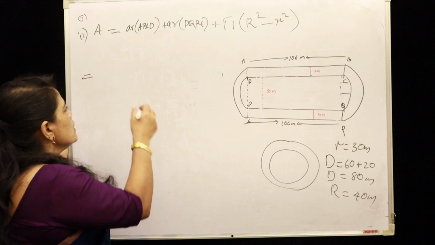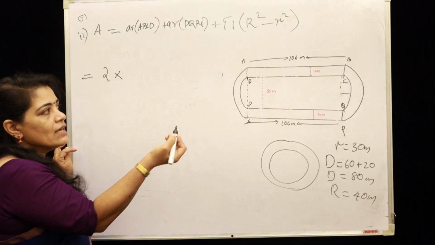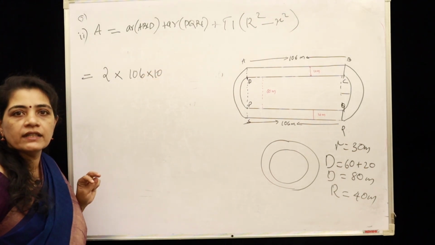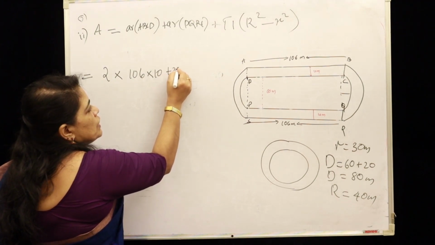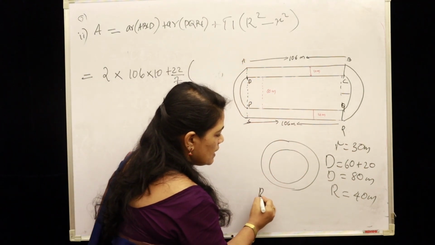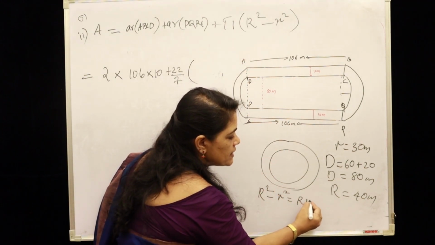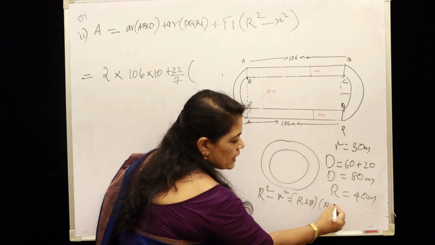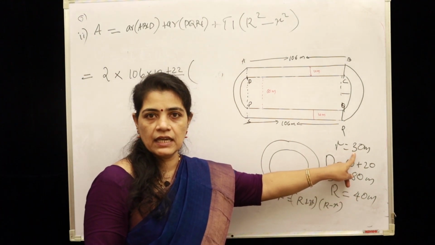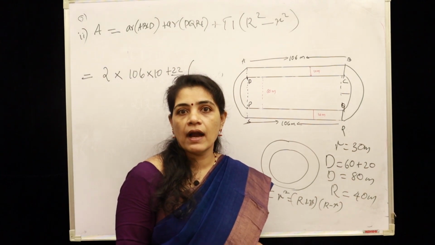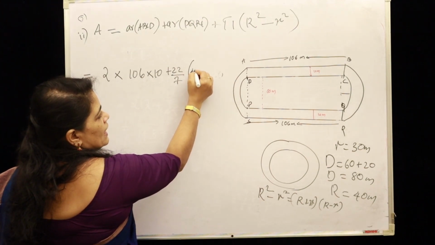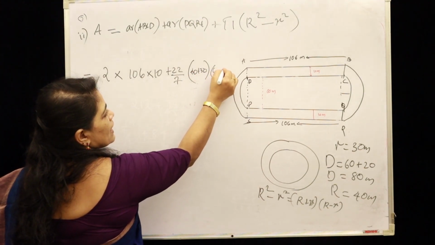So 2 times we can write, 2 times L into B. L is given as 106, into breadth, which is 10 meter, the width of the track, plus 22 by 7 for pi, and capital R square minus small r square is (R plus r) into (R minus r), like a plus b into a minus b. Okay, so capital R is 40 plus 30, 70, and 40 minus 30, 10. So that is the next step, that is 40 plus 30 into 40 minus 30.